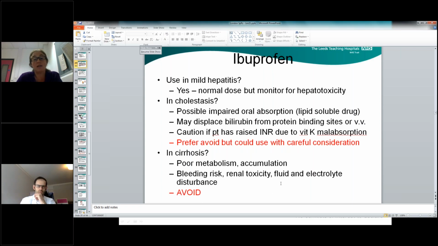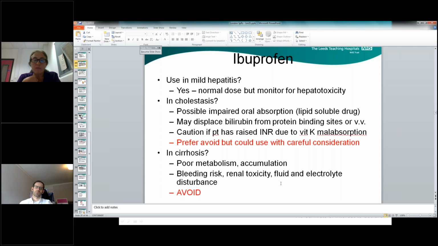So in our mild hepatitis patient, yeah, it'll be fine. And you can use it at the normal doses, and just be aware that hepatotoxicity, although it's rare, is a possibility. In our cholestatic patient, maybe reduced absorption. There's a risk about displacement of bilirubin from protein binding sites and vice versa. So there may be more free ibuprofen available, and there may be some displaced bilirubin, which can increase risks of, well, certainly in infants, of kernicterus.